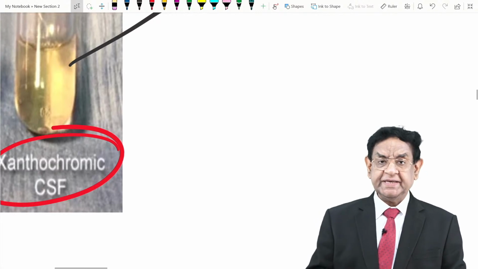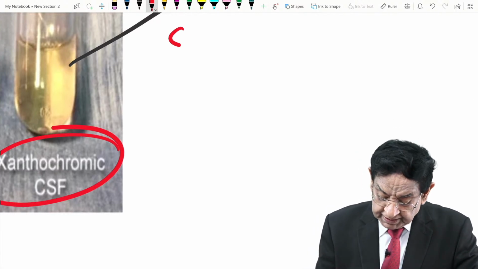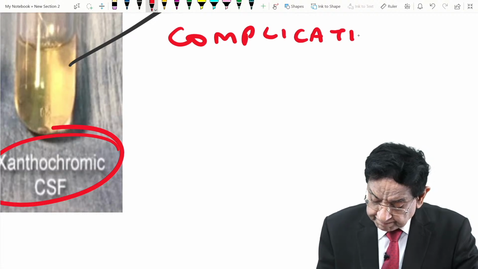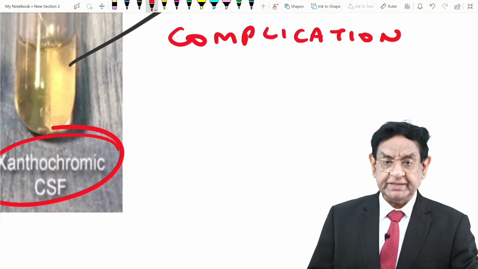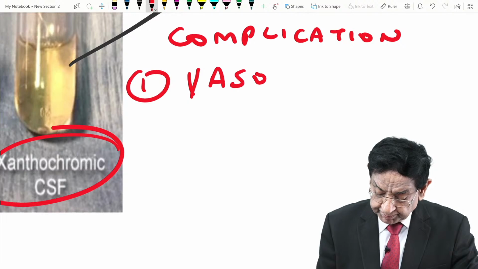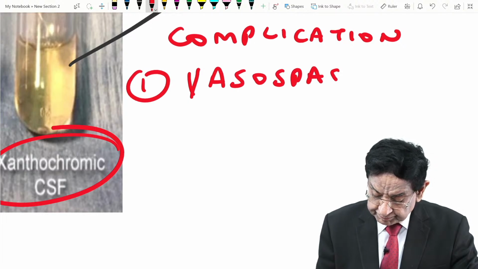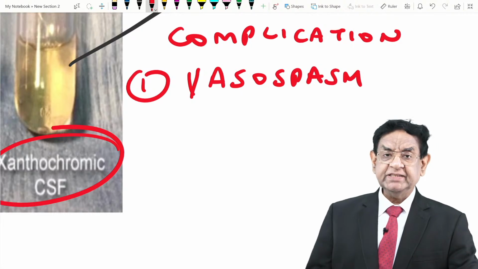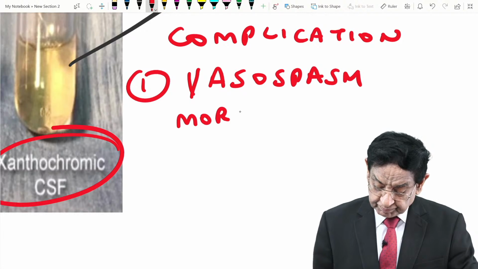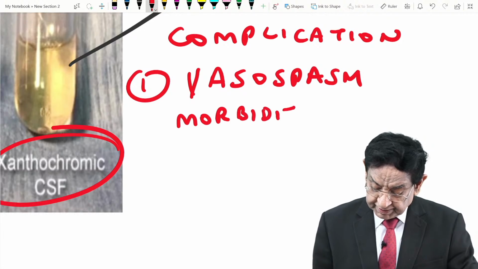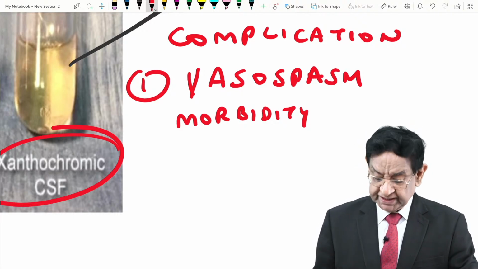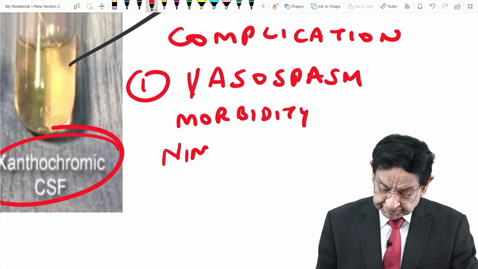Well, the complication that can happen in a case of subarachnoid hemorrhage: vasospasm. And that's also the cause of long-term morbidity. Long-term problems occur due to vasospasm. To prevent this, we give a drug like nimodipine.